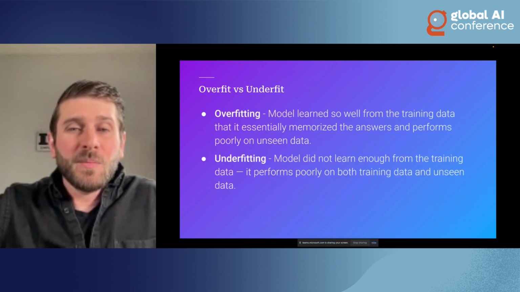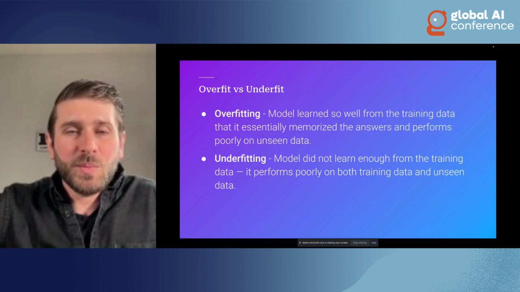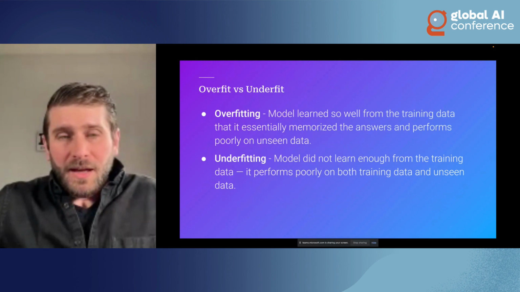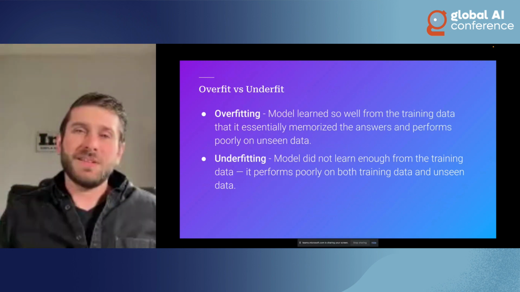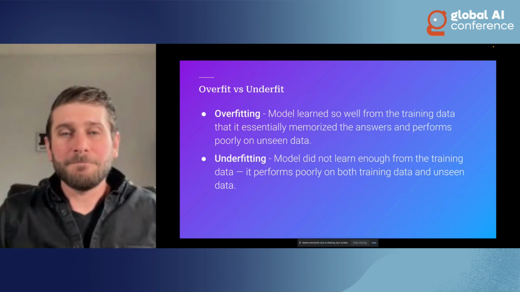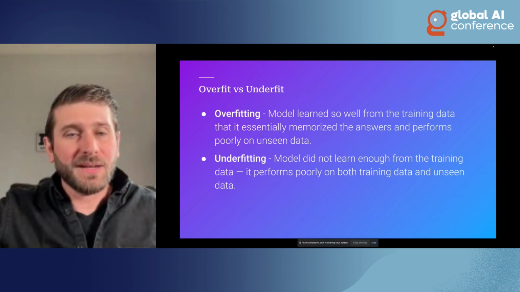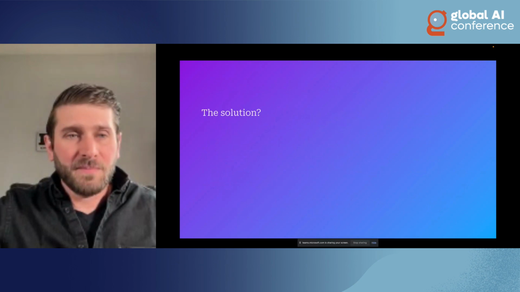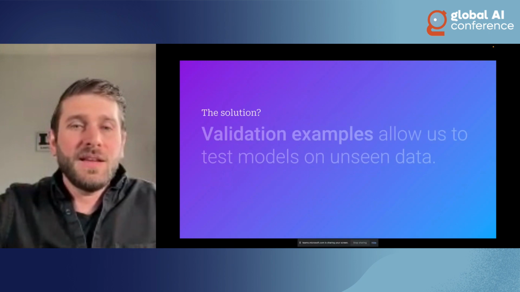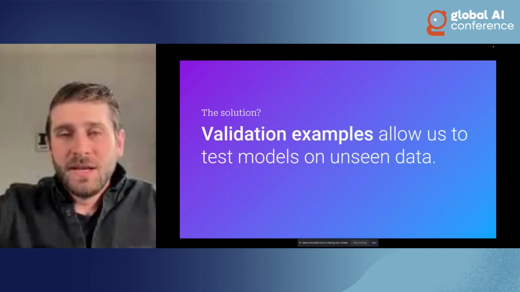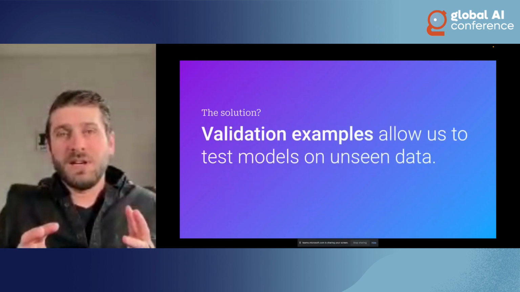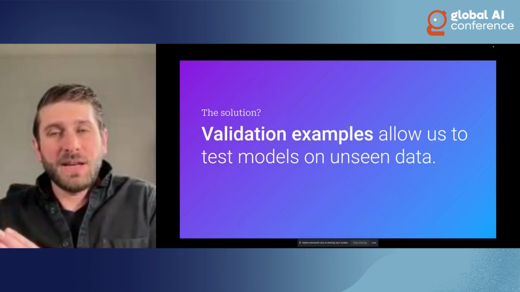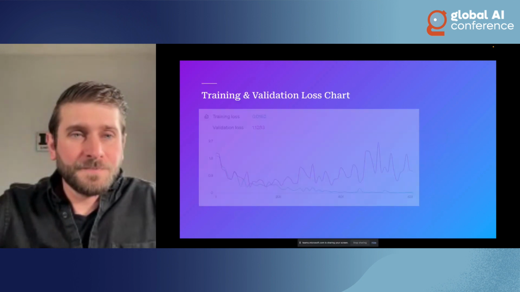And then underfitting is that the model did not learn enough from the training data, so it performs poorly on both the training data and unseen data. So that means basically you didn't train it enough, and so you need more epochs. The solution for ensuring that you're getting a good result is to have validation examples. These are examples that are not included in our training data, and we use them solely to evaluate how the model does on data that it has not seen before.